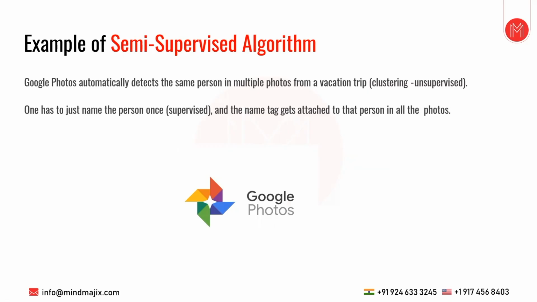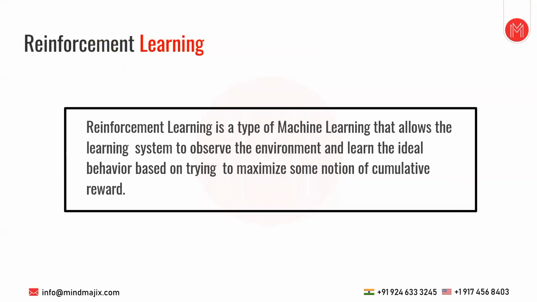But one has to just name the person once, like supervised, and the name tag gets attached to that person in all photos. For example, I have 10 photos. In one photo, I just provide my name. Person A is my name, so according to that it can correlate it with all the photos. In the other photos I cannot attach my name, but still one photo is similar to the other 9 photos, and in one photo I already provided my name, so it's auto correlated to all the photos. So that's the type of thing that works in an example of semi-supervised learning algorithms.